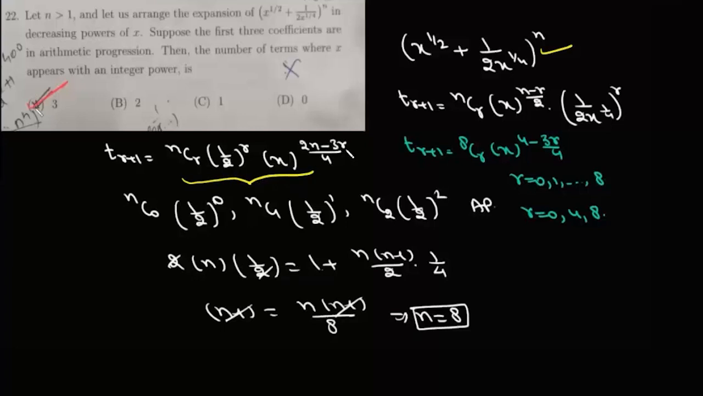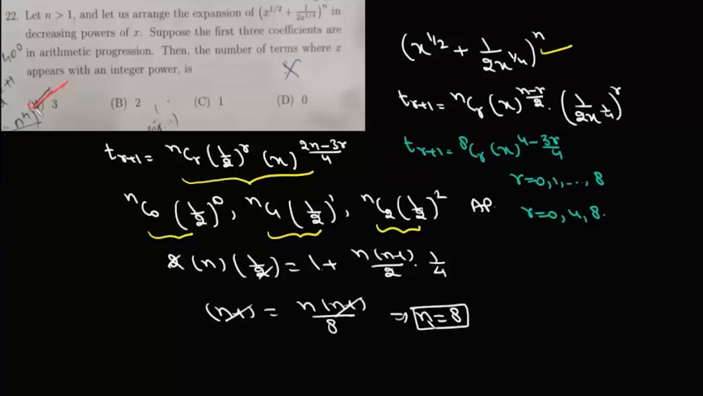Now basically the powers are already in descending order. So the first three coefficients will be nC0 1 by 2 to the power 0, nC1 1 by 2 to the power 1 and nC2 1 by 2 square. Now they are in AP, so 2b equals a plus c, and if we solve it, we'll get the value of n as 8.